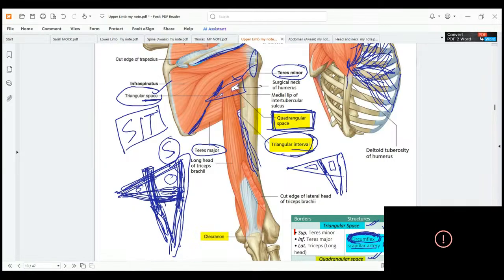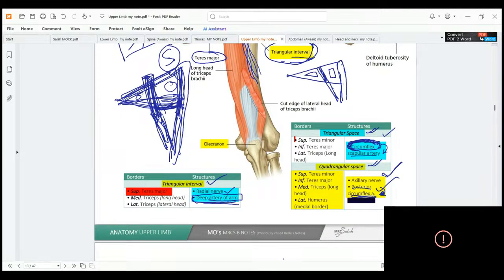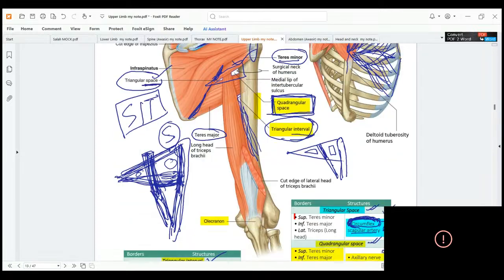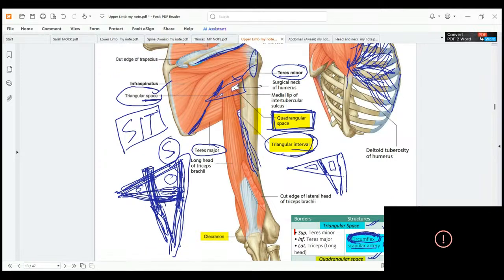Here is the triangular space. In triangular space, we have the circumflex scapular artery. How is it formed? Superiorly by teres minor, inferiorly by teres major, and laterally by the long head of triceps. And this is the quadrangular space. How is it formed? Superiorly by teres minor, inferiorly by teres major, medially by the long head of triceps, and laterally by the humerus.